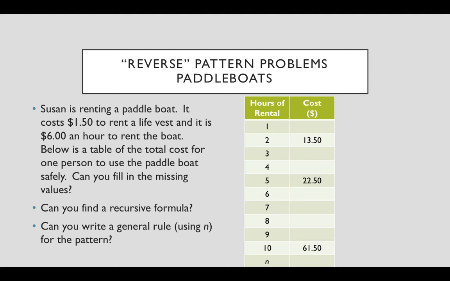Below is a table of the total cost for one person to use the paddleboat safely. Can you fill in the missing values? Then can you find a recursive formula? Then can you write a general rule using n for the pattern?